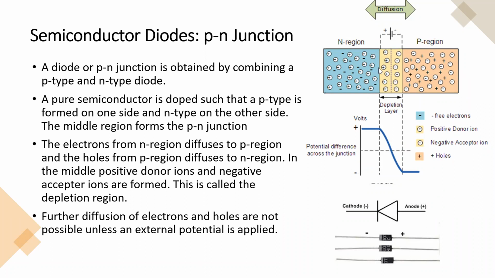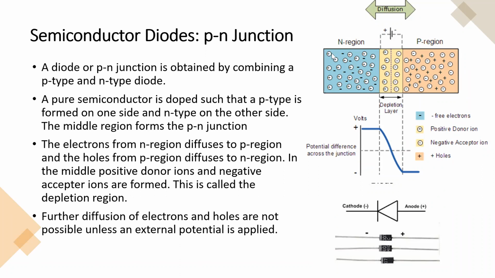Now let us see what happens in this p-n junction. So how do we get a p-n junction? A pure semiconductor is doped, meaning impurity is added, such that a p-type is formed on one side and an n-type is formed on the other side. And the middle region forms the p-n junction. Now let us see what happens at the junction.